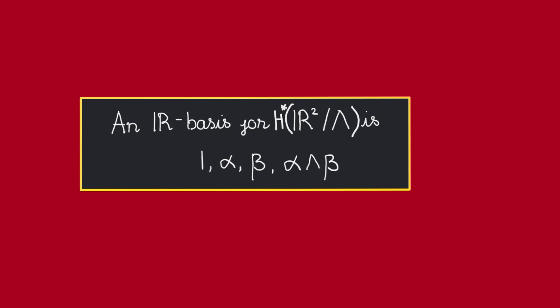In the next video, we're going to show that a real vector space basis for the cohomology of the torus is given by 1, alpha, beta, and the wedge product of alpha with beta.